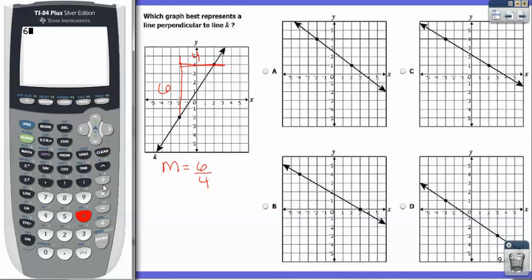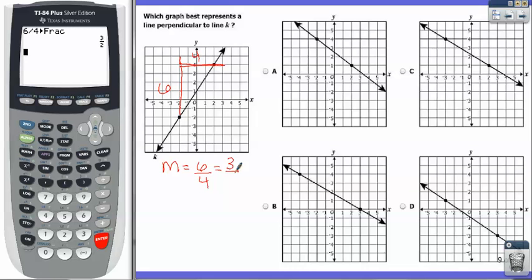So 6 over 4, what does that reduce to? Just because that way I can do it. 3 halves. Now perpendicular slopes mean I have to take the opposite reciprocals. So this is positive, so my perpendicular is going to be negative. It's also going to be 2/3.